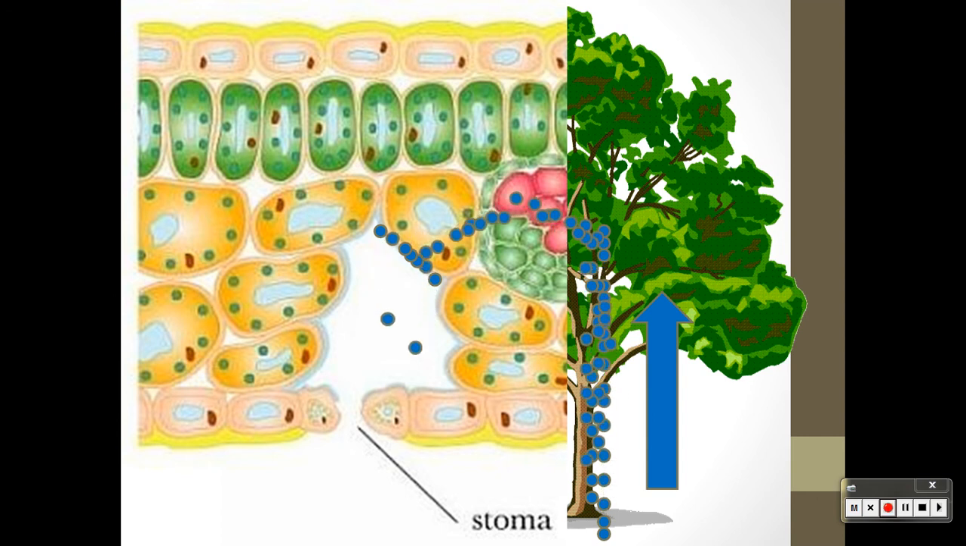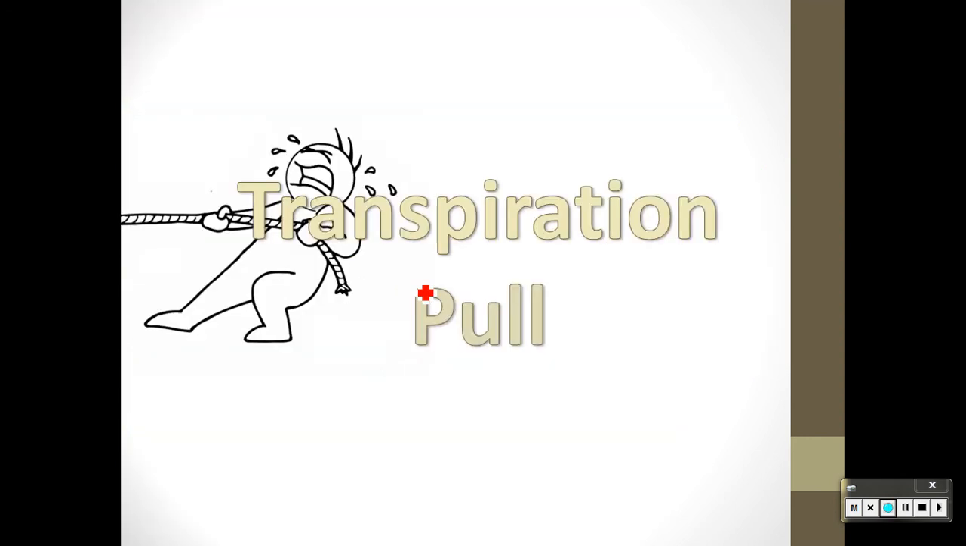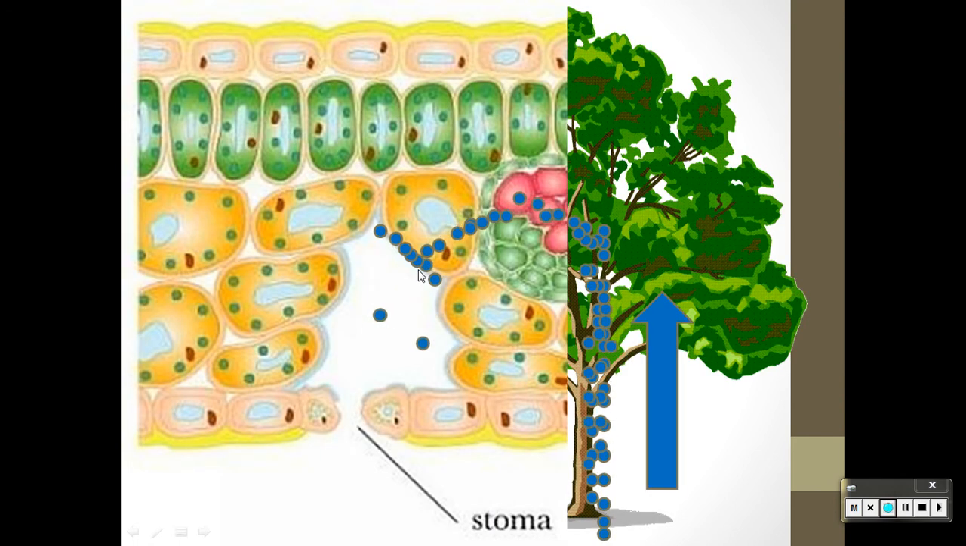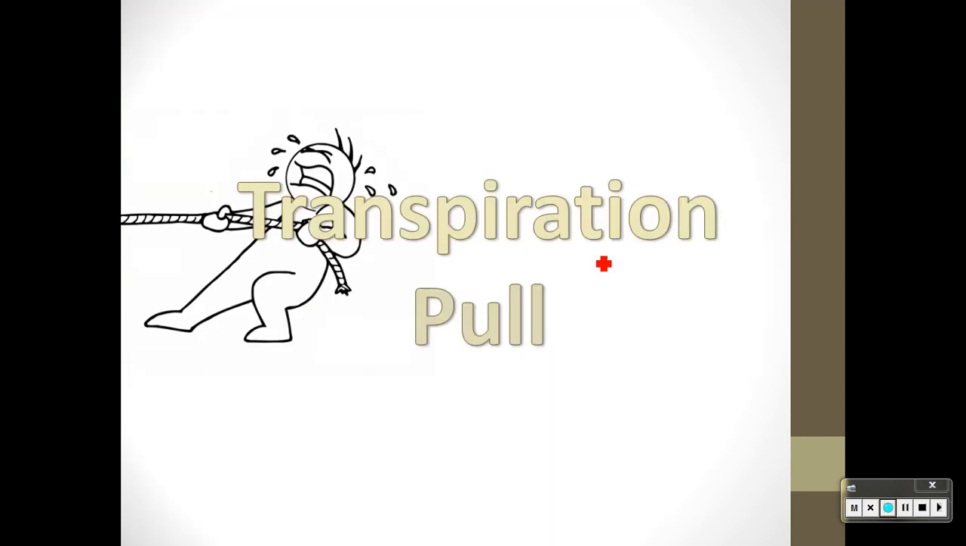So if we look at this animation, as long as all the water molecules are touching, when I pull one from this area, it will pull on the ones next to it, and the ones next to it, and the ones next to it. So that's the cohesion.